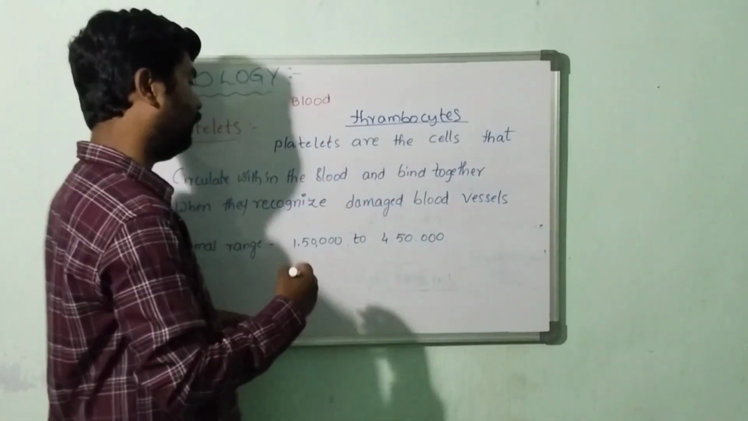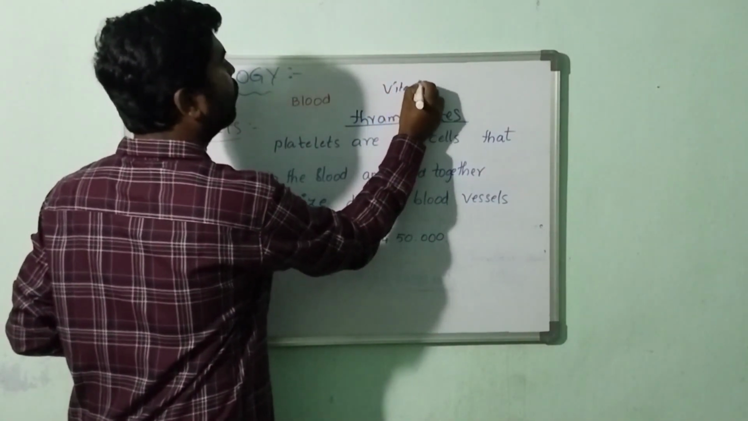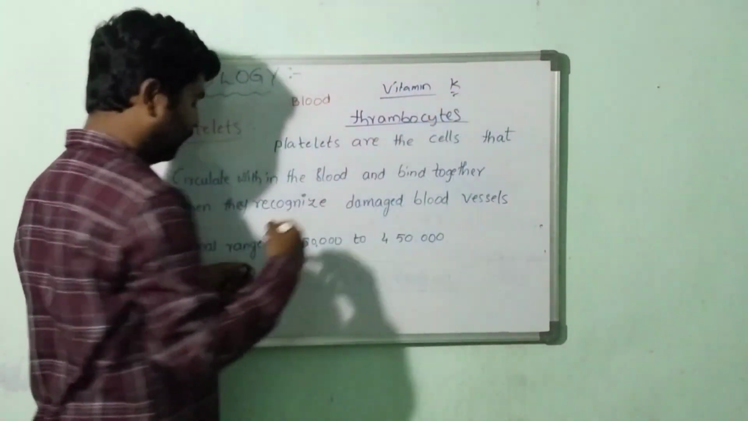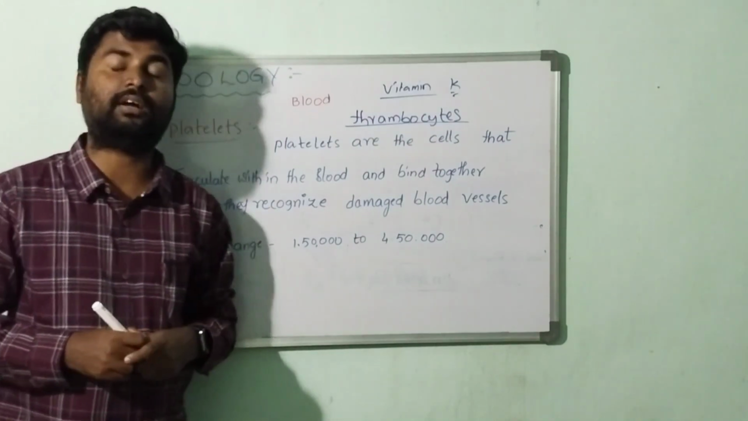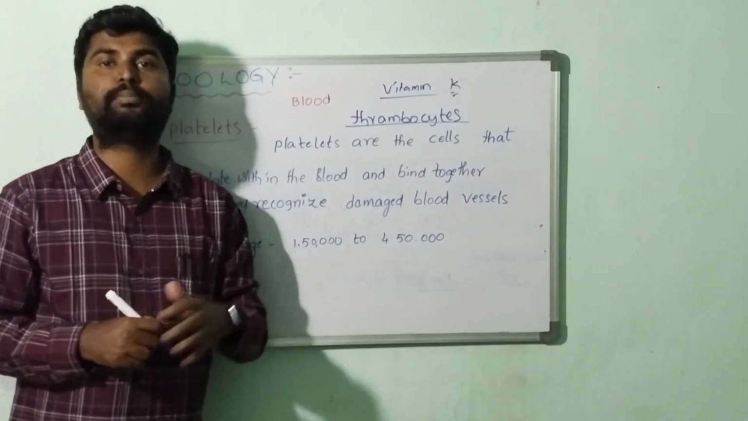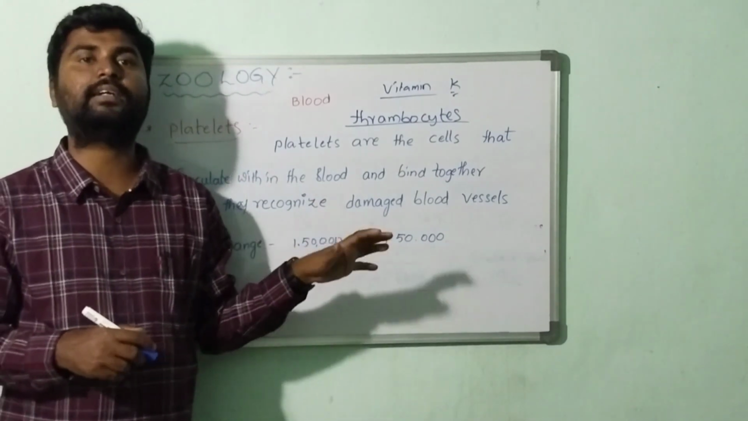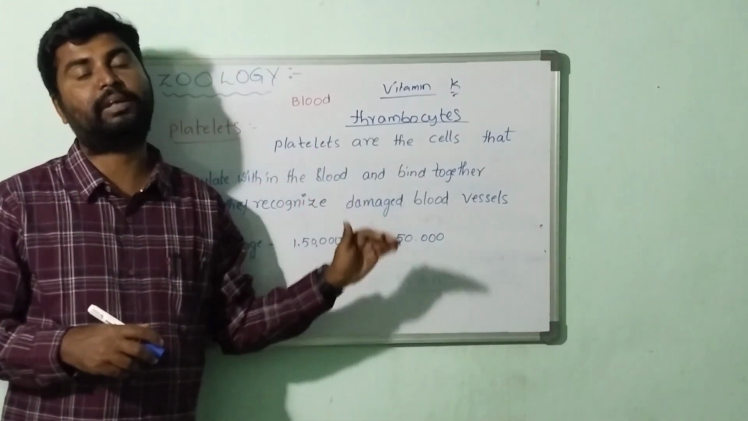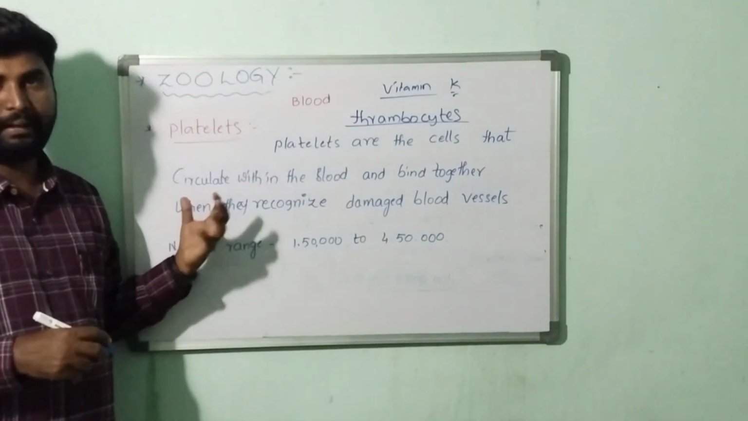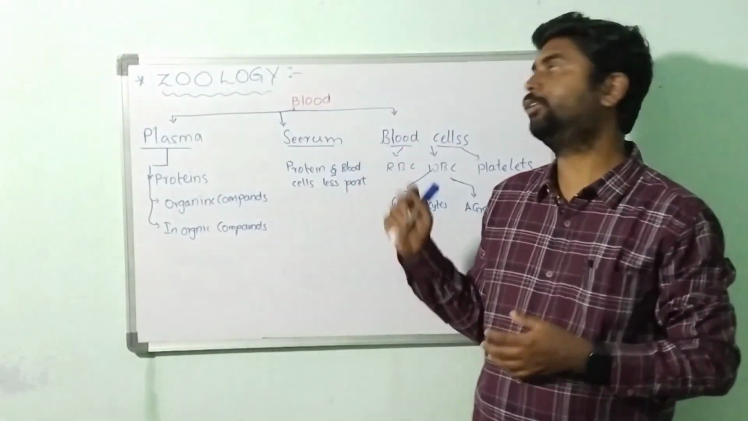It is regulated by vitamin K. Vitamin K regulates platelet function. So most doctors and our parents recommend that we drink milk. In milk there is vitamin K, and calcium also, to prevent thrombocytopenia and thrombocytosis. So this is about blood platelets.